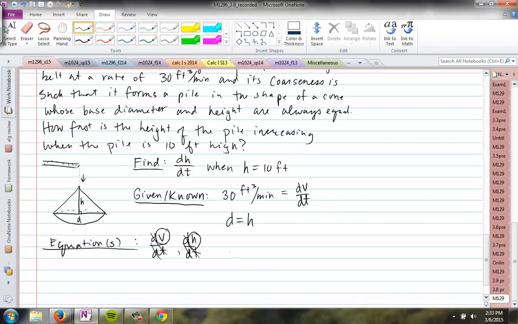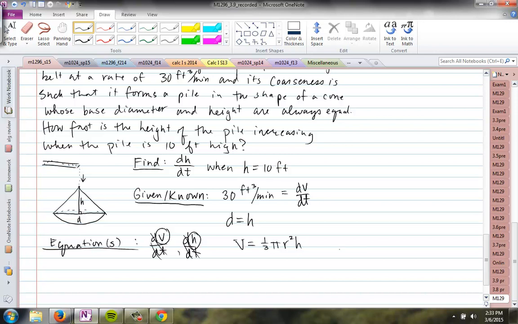So V and h is what we need in an equation. V is volume. That lends itself to the equation for the volume of a cone. So that equation is V is equal to 1/3 pi r squared h. And this is an equation you're going to have to memorize, and I'll give you a list of that pretty soon.